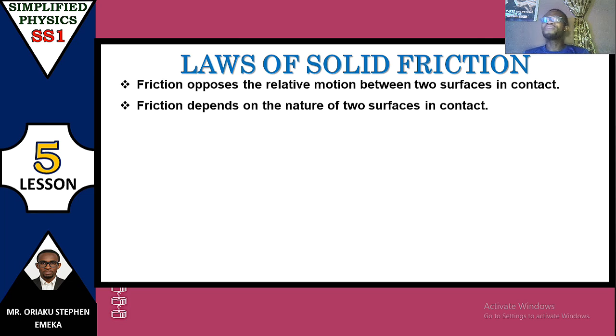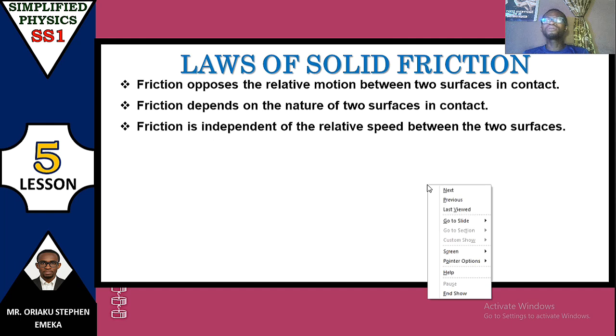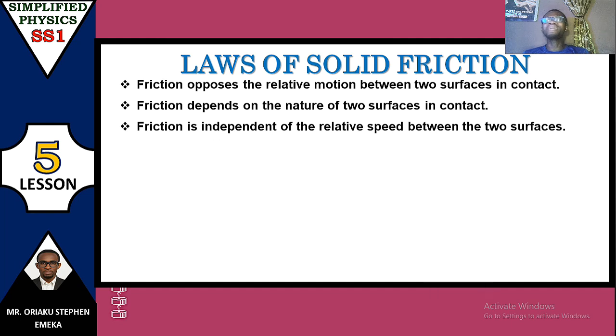Now if the surface is perfectly smooth, the coefficient of friction is going to be 0. But for a perfectly rough surface, the coefficient of friction is going to be what? 1. So when the surface is very smooth, it will affect the friction, and when it's very rough, it will also affect what? The friction. Now the next one is what? Frictional force is independent of the what? Relative speed between the two surfaces. So it does not depend on the motion, the speed of those two surfaces.